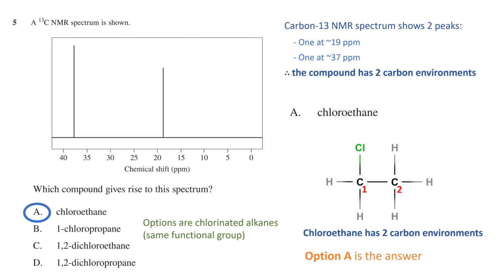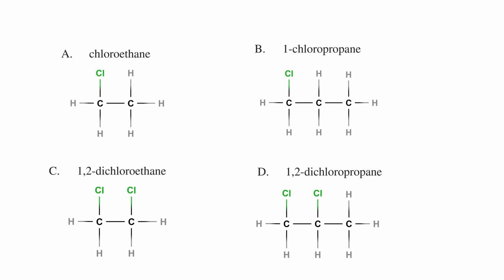Now, we know option A is the correct answer, but if you want to be 100% sure, you can also eliminate all the other options to see that A is indeed the answer. So, we know that the compound has to have two carbon environments. For option A, we've already identified the two carbon environments that it has.